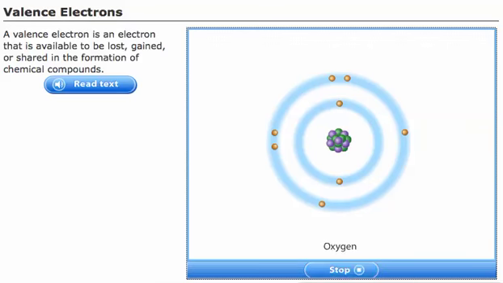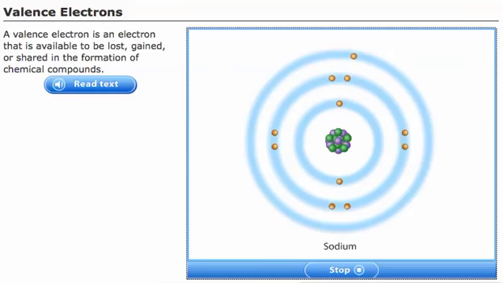Valence electrons are the electrons outside the outermost complete energy level. In oxygen, the first energy level, which can hold 2 electrons, is complete. The second energy level can hold 8 electrons, but oxygen only has 6. All of these are valence electrons.